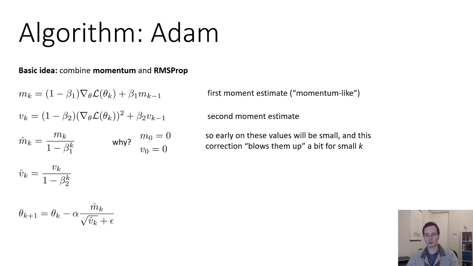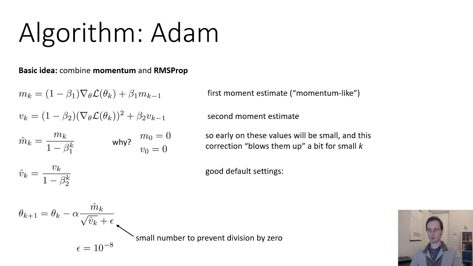And then our update, theta_{k+1}, is just theta_k minus our learning rate alpha times m hat divided by the square root of v hat, just like in RMSProp, only we have this little epsilon, and this epsilon is just to prevent division by 0. So if v hat gets to be really tiny, we just add this little epsilon to avoid division by 0. That's all. A good choice of epsilon is 10 to the negative 8th power, so it's a really tiny number.